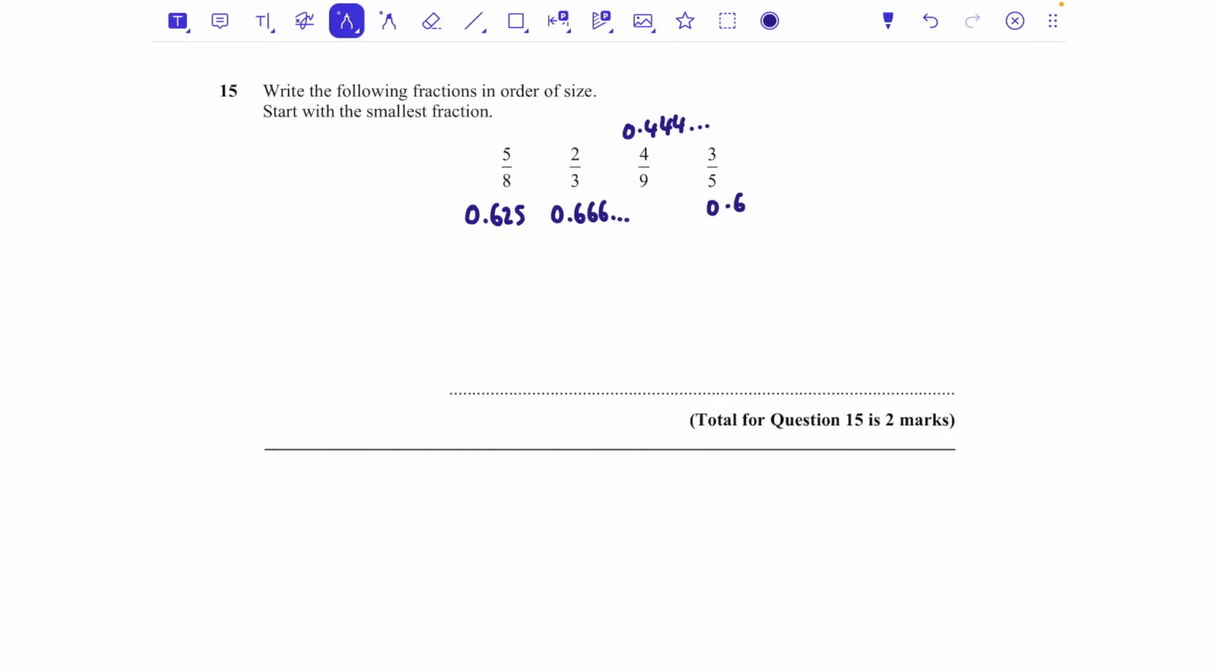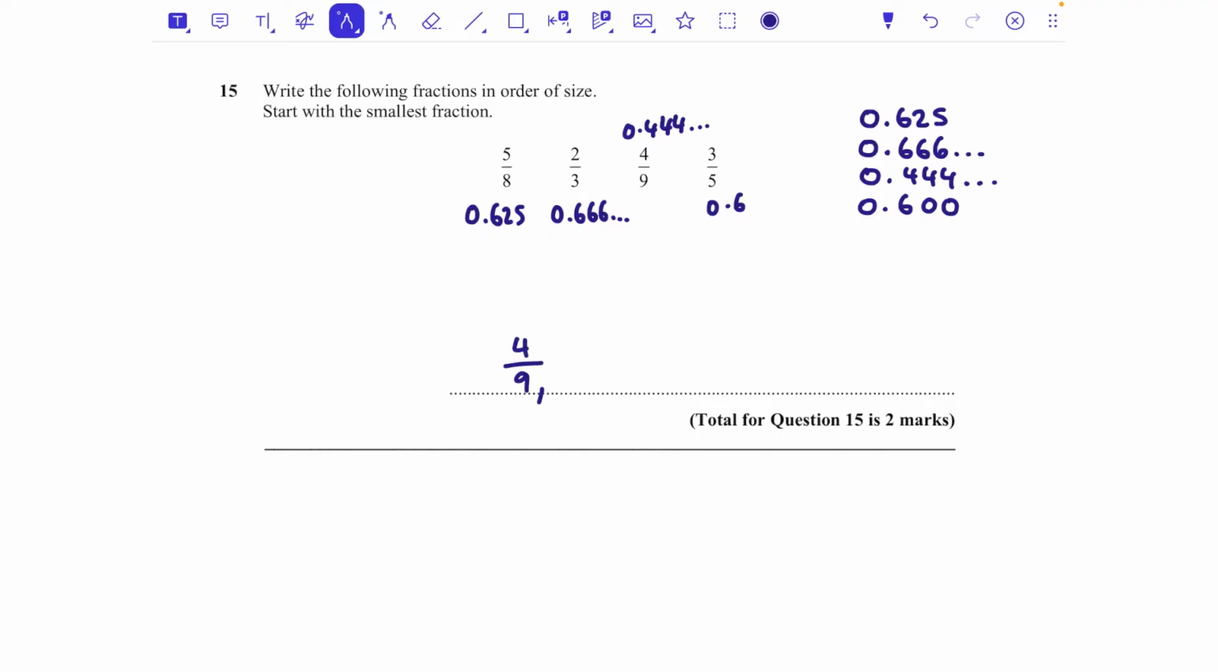Now you might find it helpful, like I said on the other question, to write them on top of each other. 0.666, that one does carry on, 0.444, and 0.6, and you might find it helpful just to put some zeros there just to be able to compare them. Our smallest is going to be 0.4 recurring, so 4/9 is the smallest.